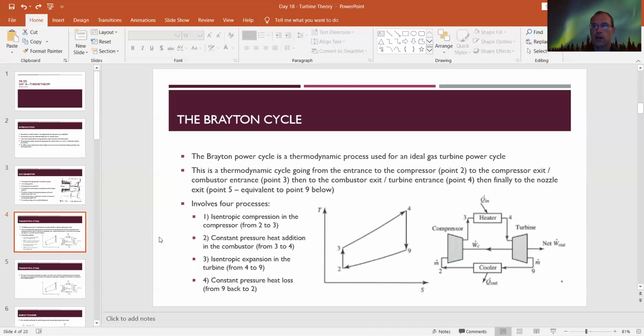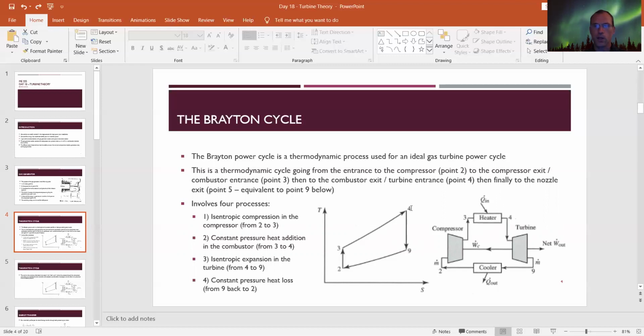The thermodynamics behind the gas generator operate off the Brayton cycle, the thermodynamic process used for an ideal gas turbine power cycle. So start off, again, coming in at point 2, air comes in, then gets compressed, and then ends up at point 3. Through the compressor, I'm assuming for the ideal case that this is isentropic compression, so constant entropy as that happens. And then in the combustion chamber, the burner, between sections 3 and 4, again for the ideal case, I'm assuming this is a constant pressure process.